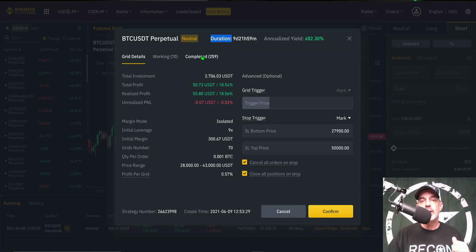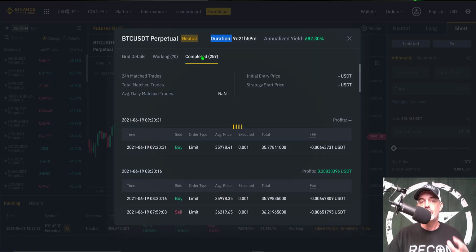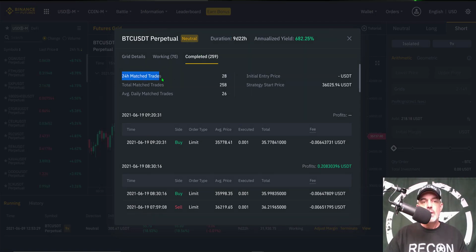Now I can click on completed, and this will actually show me all the completed transactions for this particular bot. And as you can see, over the last 24 hours, there's been 28 matched trades, and on average, each day there's about 26 matched trades. And so the matched trades are basically the buy and sell orders for that particular position. And it also shows you the profit for that matched trade.